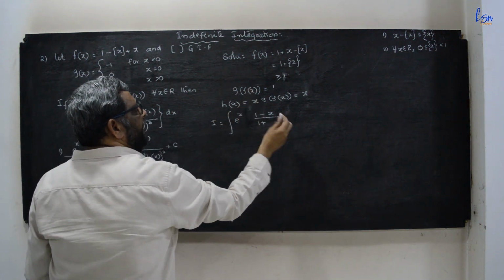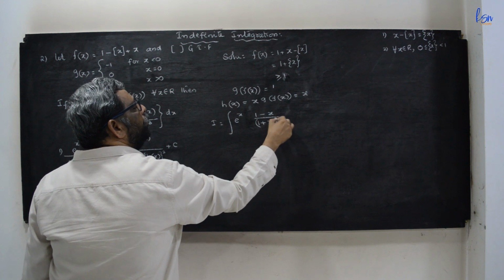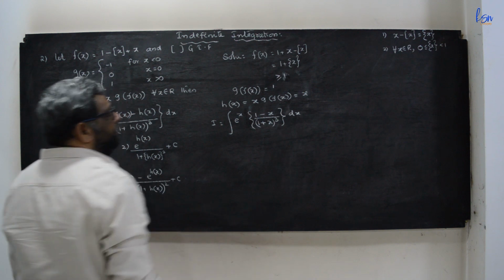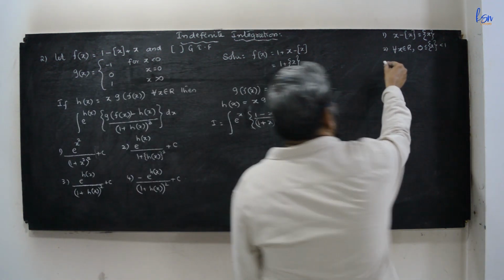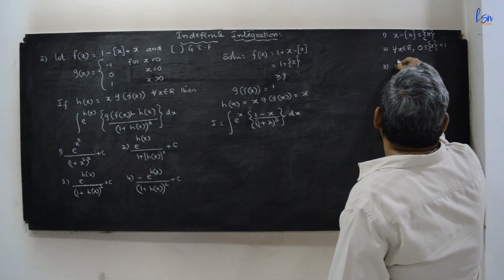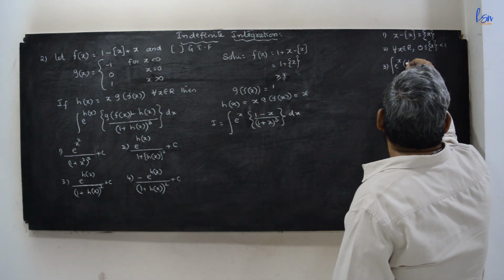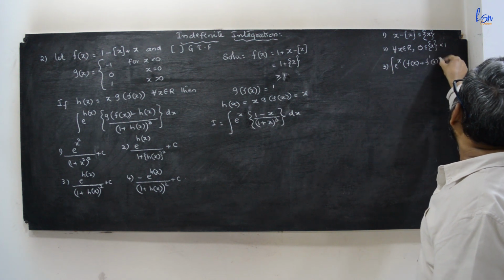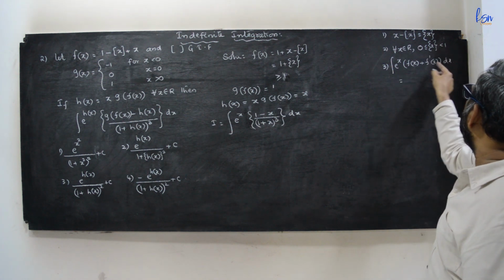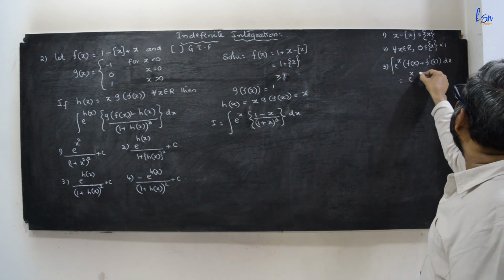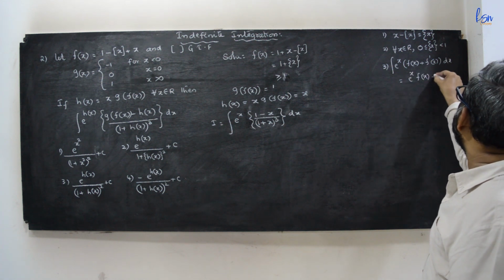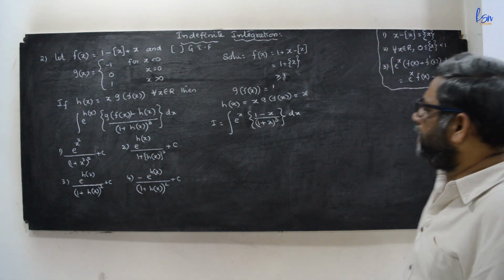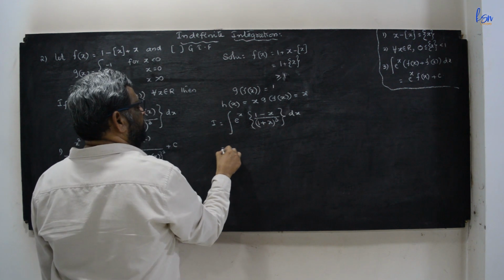1 plus x whole cube dx. Now here we will apply this formula: the integral of e^x into [f(x) + f'(x)] dx, where f'(x) is nothing but the derivative of f(x). If this is the case, the result is e^x into f(x) plus c. These are a few formulae. We will make use of this formula here.